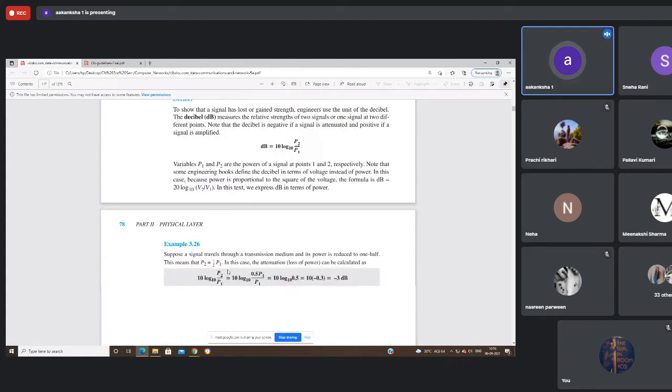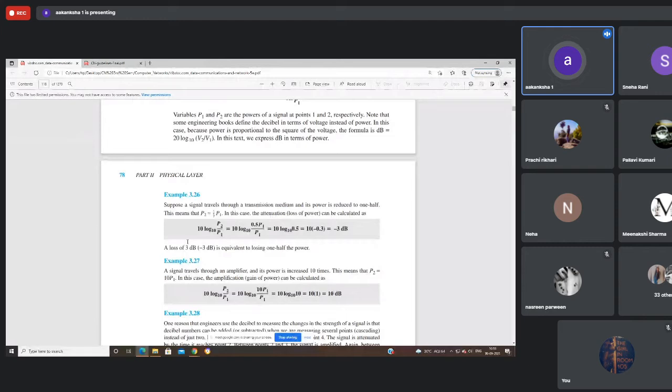Now, a few examples for computing the decibel, or power attenuation or power amplification. We can see how we should compute.